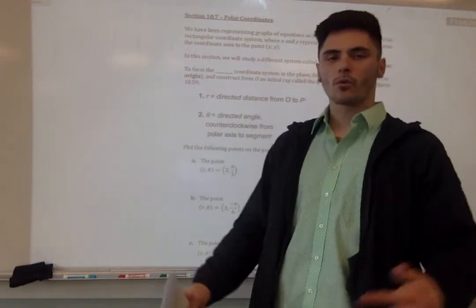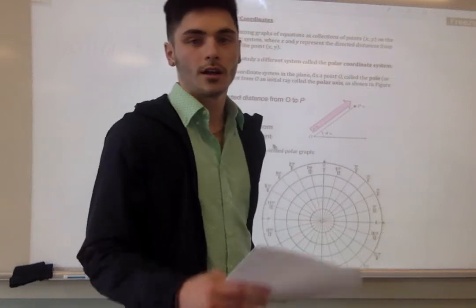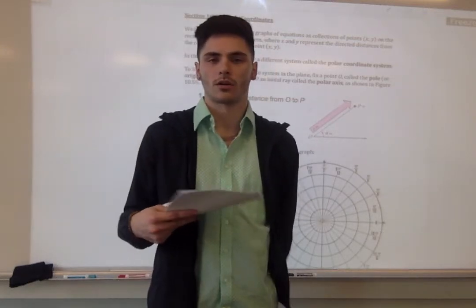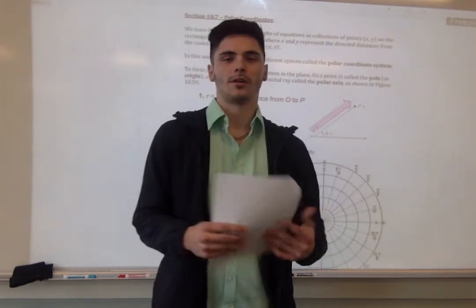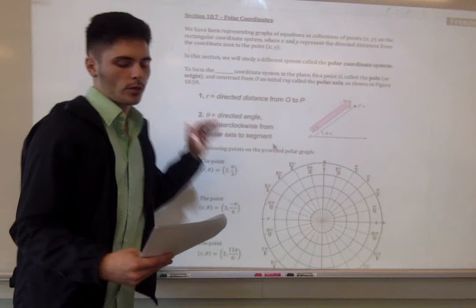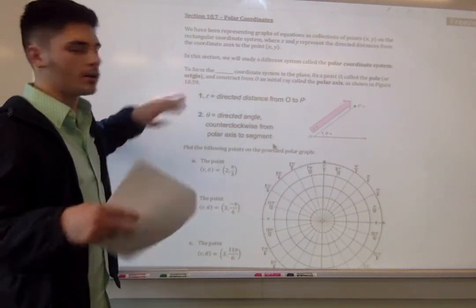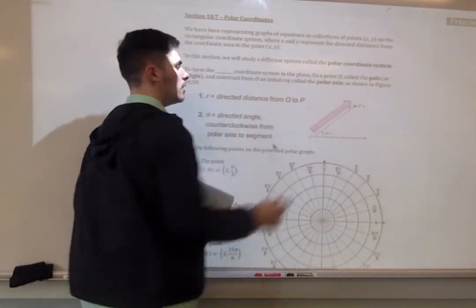Okay, so we're going to keep on rolling into polar coordinates, and this is going to be a new way to kind of think about a coordinate system. Usually we think of x and y values, but now we're going to think about this in a different way with r and theta. So what our r is going to be is the directed distance from O to P.